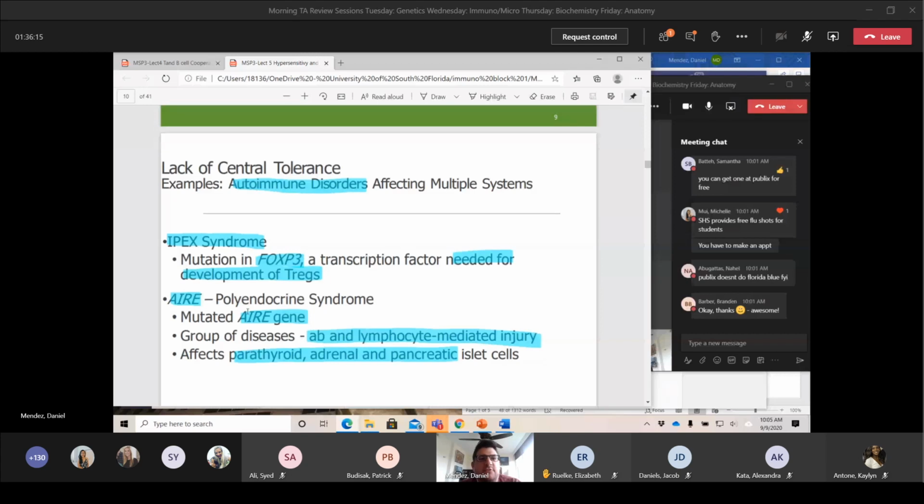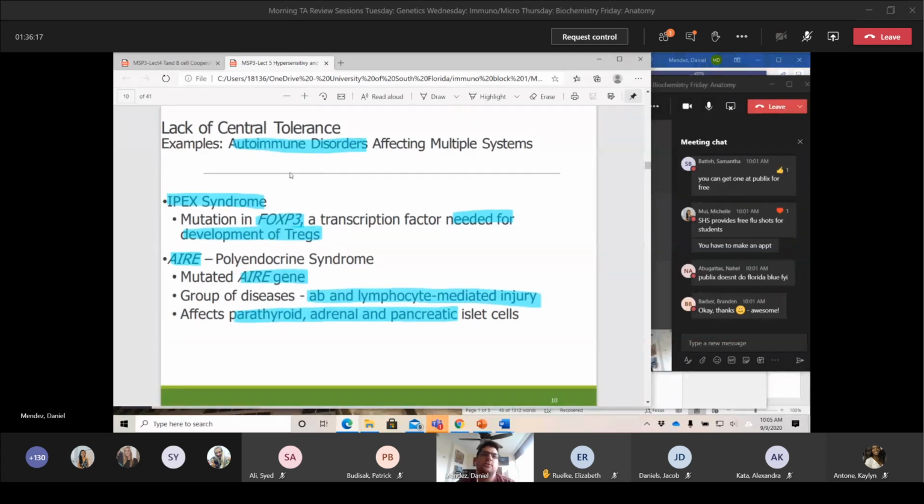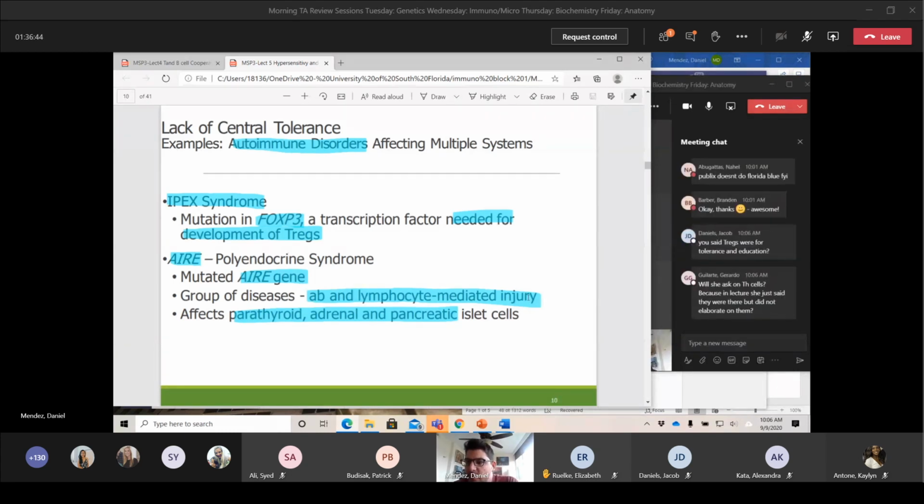So a lack of central tolerance. These are the immune disorders, autoimmune disorders that we have when we lack central tolerance. We mentioned these in the objectives. These are pretty important to know. AIR and IPEX, we're going to go into them individually later on. But make sure you know the initial cause of the autoimmune issue. So IPEX is going to be an issue that we have with Tregs. And then AIR is going to be an issue where we get antibody and lymphocyte mediated injury to certain organs. We're going to go into them.